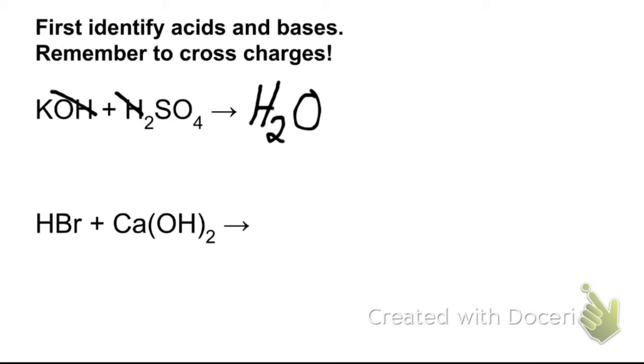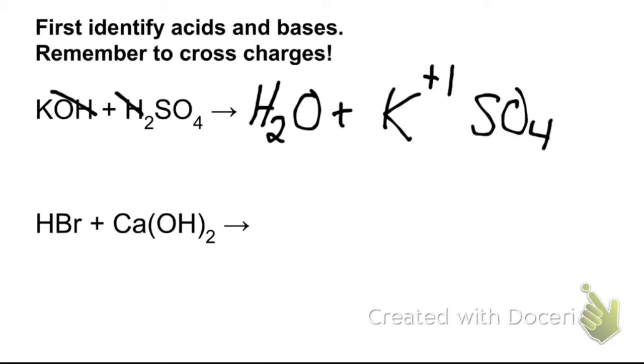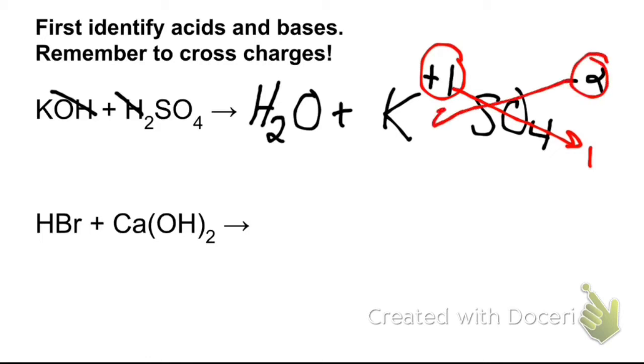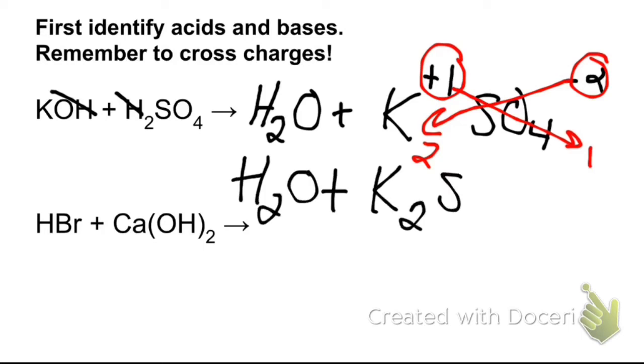Well, I'm left with K, which is in group 1, so it's +1. And SO4, that's one of those polyatomics. So let's see. Look at my handy dandy chart, and it is -2. Okay, so we're going to cross our charges. All right, so when we crisscross, I'm going to bring the 1 down there. I'm going to bring the 2 down there. So that means my products are the water, that didn't change, and K2SO4.